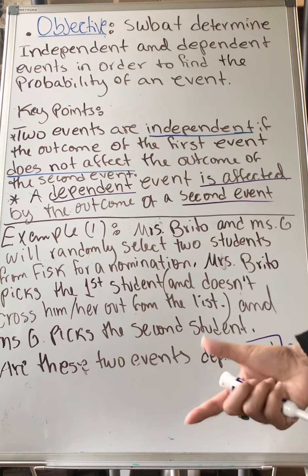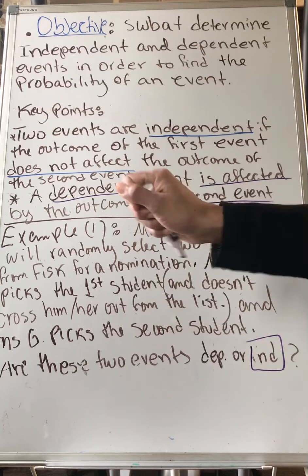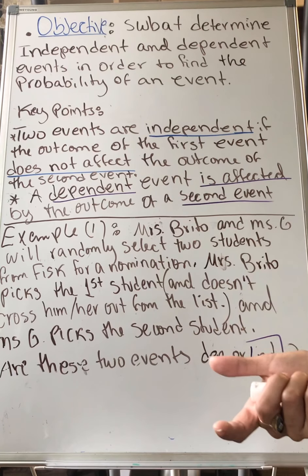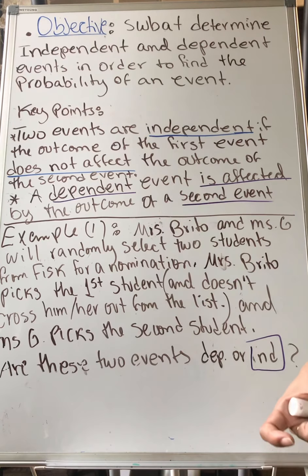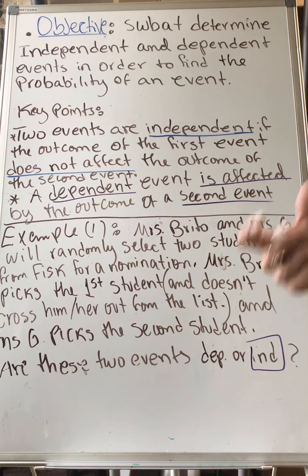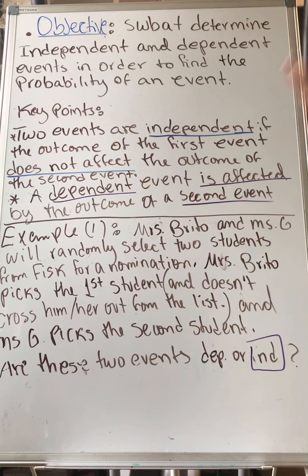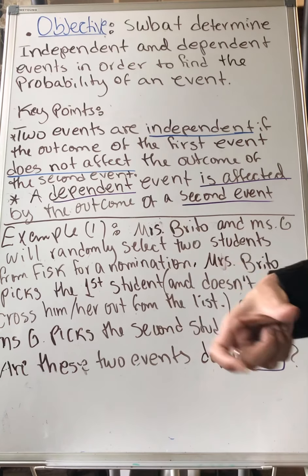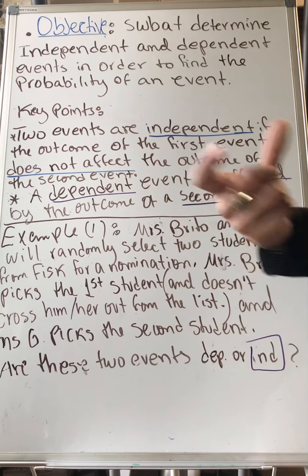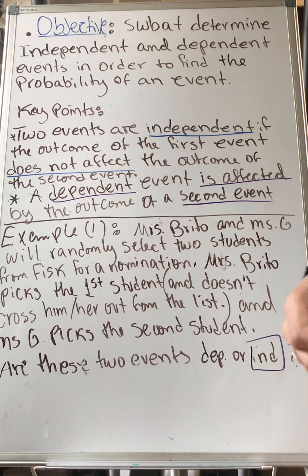Now, if instead I would have crossed out the name from the list, now the total will change because of what I chose, right? So now that student is not going to be part of the list. So clearly for Ms. G, her total will be affected. In our Fisk class we have 18 students. Now her total would be only 17. So clearly what I chose in the beginning changed the probability that she will have next. So that would be an example of dependent outcomes.